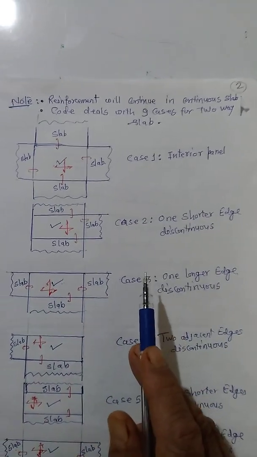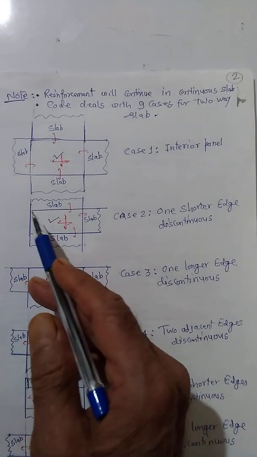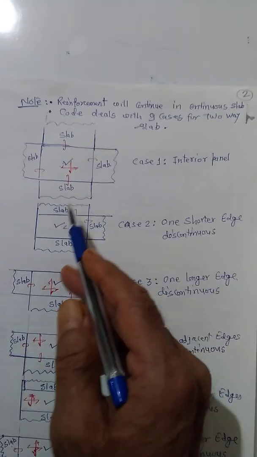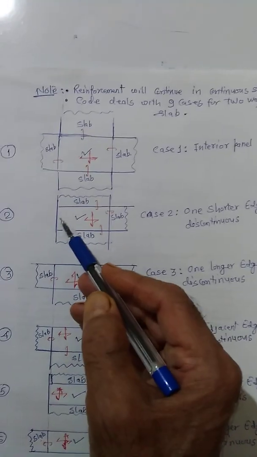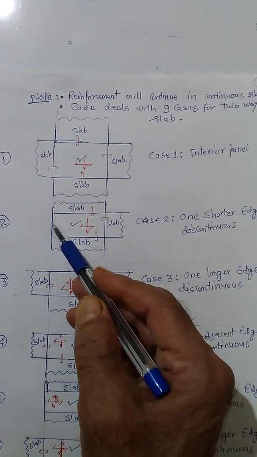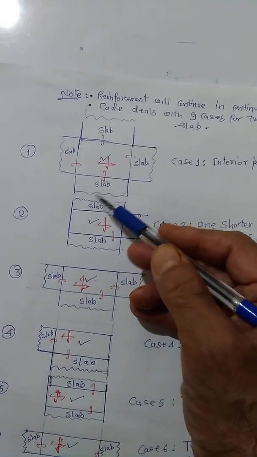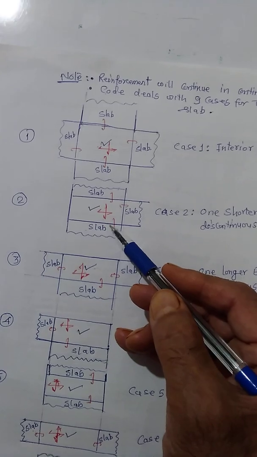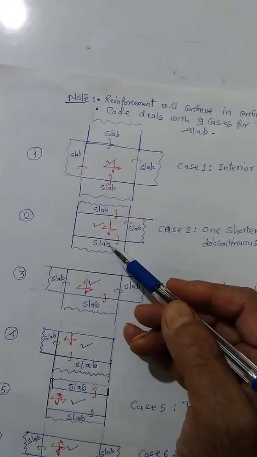Case number 2, when one shorter edge is discontinuous and all the other 3 edges continue into the other panels. The reinforcement is terminated over here in this direction, but it will continue in these directions also. That's why these reinforcement directions are also shown there.